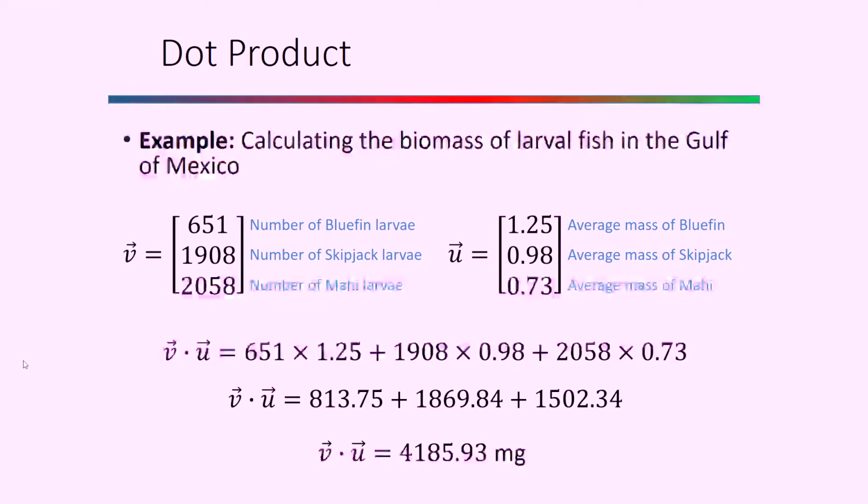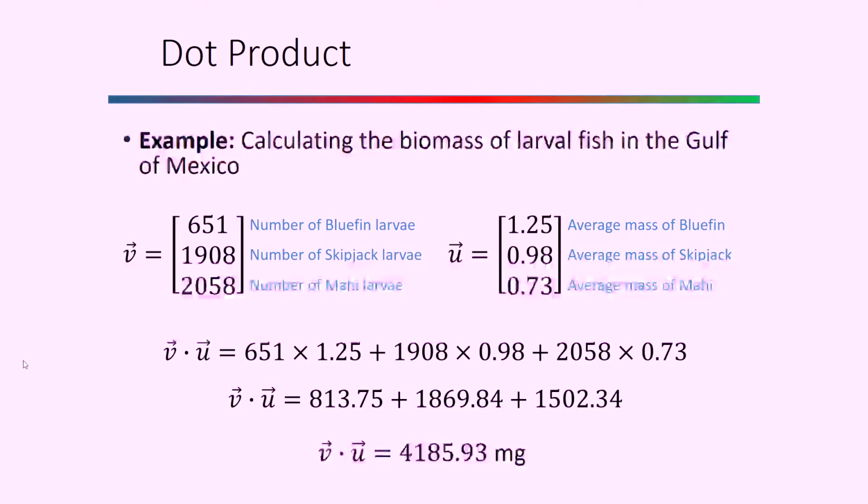Let's say that we caught 651 bluefin tuna larvae, 1,908 skipjack tuna larvae, and 2,058 mahi-mahi larvae. If we wanted to compute the total biomass of all three fish species, we could calculate the dot product of these abundances and the average mass of each type of fish, which I've put into the vector u.